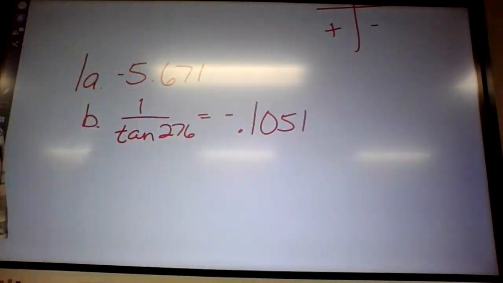Does that go with sine? Secant goes with cosine. It's 1 over cosine. Okay, now C is cosecant of 5, so what should we do for that one? 1 over sine. 1 over sine, and change your calculator to radians.